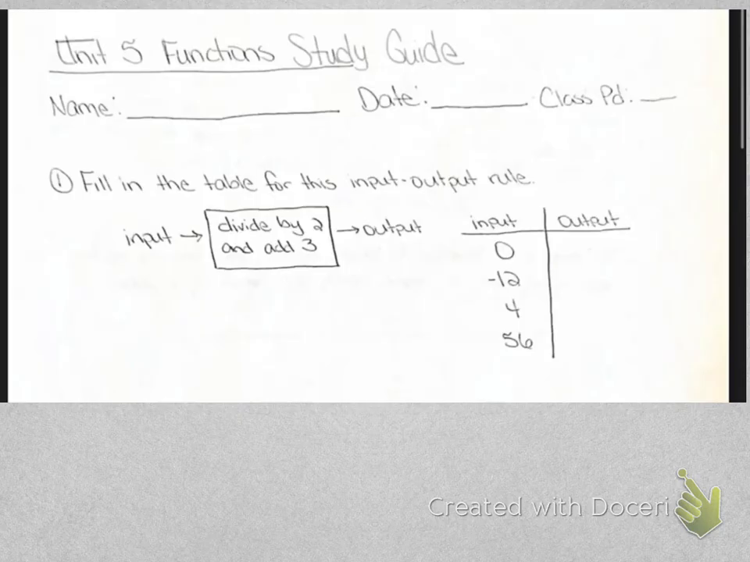Alright, so Unit 5, we're taking a test over functions. Each one of these questions, I pulled the easiest question out of each lesson and made a version of it for this test. Some of them I did keep the same as in the lessons. Number 1 is fill in the table for this input-output rule. So remember, you're taking your input, you're using this rule.